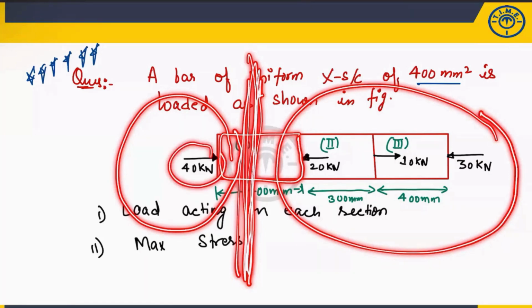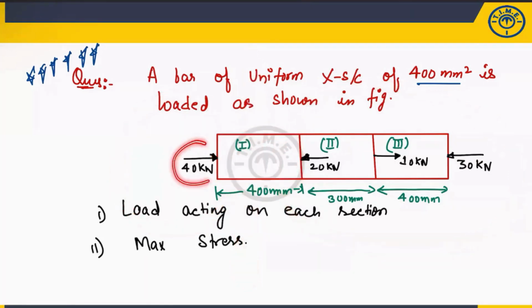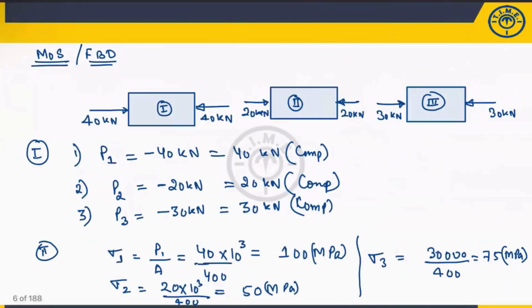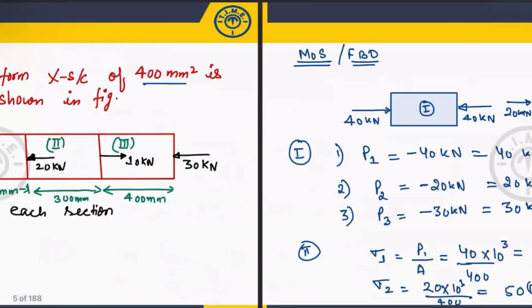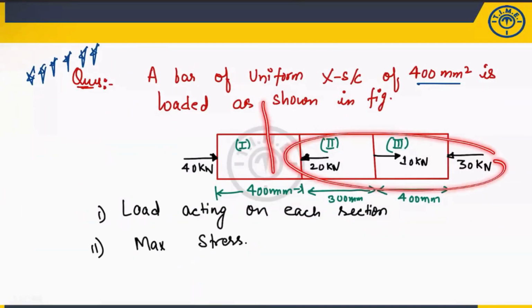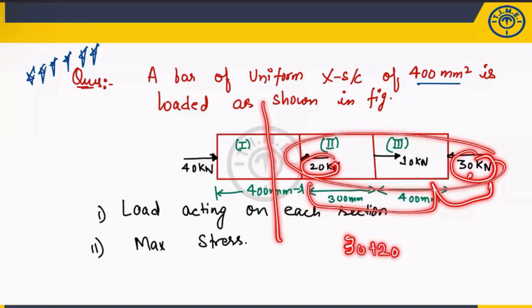So this is only 40 kilonewton. So a 40 kilonewton from the left side, that means 40 kilonewton here. Suppose if you want to verify from this side also, just take the algebraic sum. This value is 30. This value is 20. So 30 plus 20 is 50.